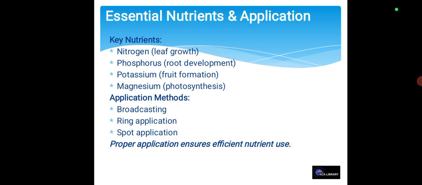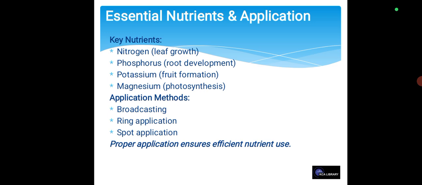Now, let's talk about essential nutrients for oil palm. Oil palm requires several essential nutrients for its optimal growth and productivity. So these nutrients perform specific physiological functions in the plant. For instance, nitrogen promotes leaf development, it promotes vegetative growth and also photosynthesis efficiency. Then another very important nutrient is phosphorus. Phosphorus supports strong root development, energy transfer, and early plant establishment.